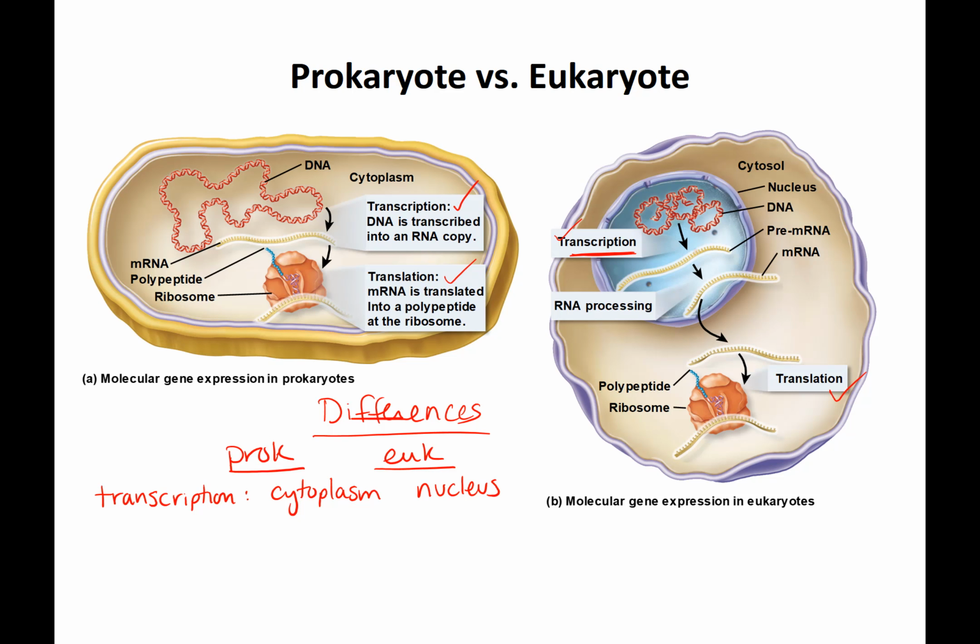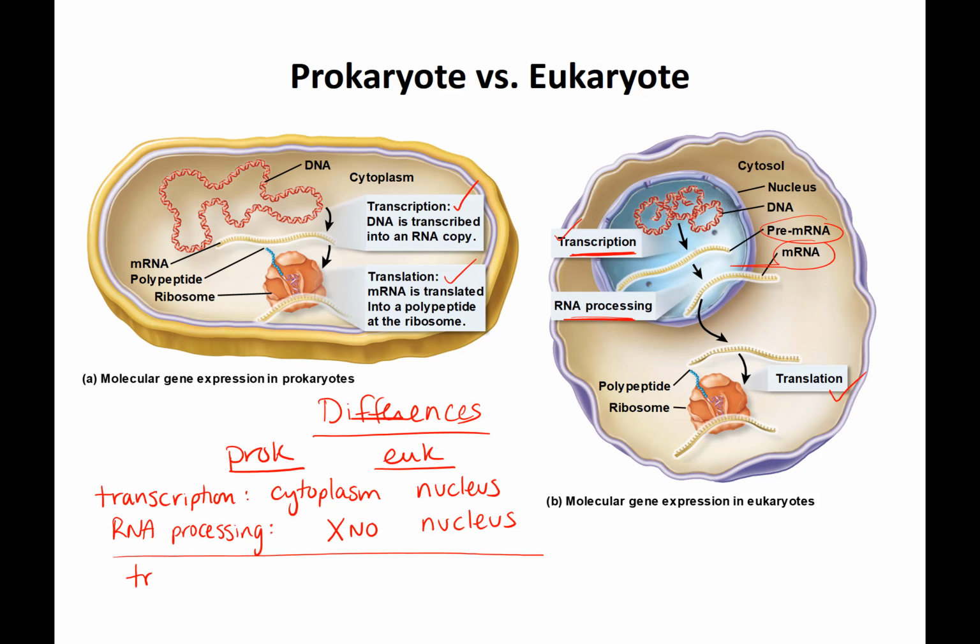Another difference is what we call RNA processing. So in the more detailed mechanism lecture, we'll talk about how eukaryotic RNA is processed. It actually gets parts of it chopped out. It gets a cap and tail put on. That does not happen in prokaryotes. It does happen in eukaryotes, and it also happens in the nucleus.